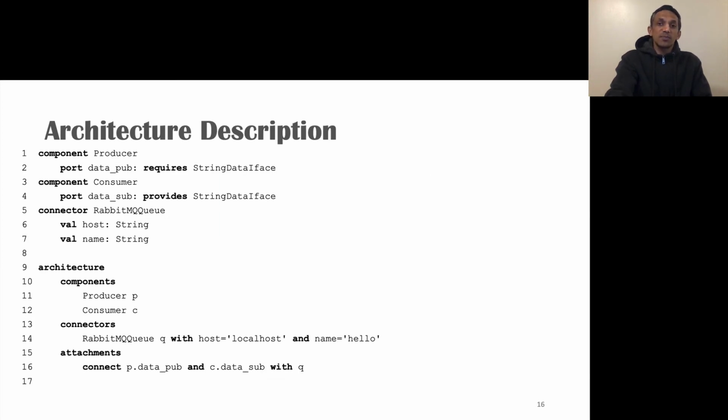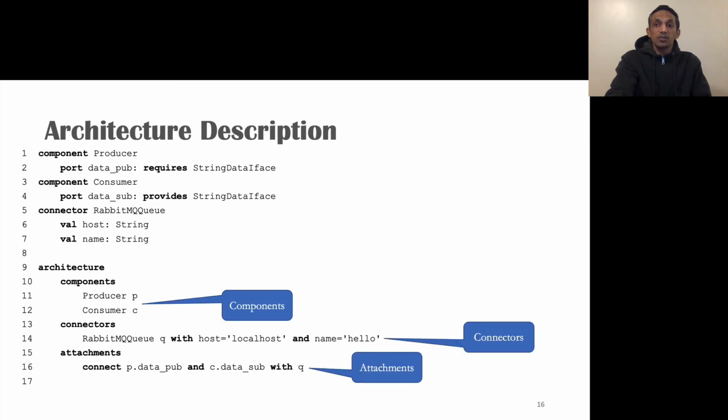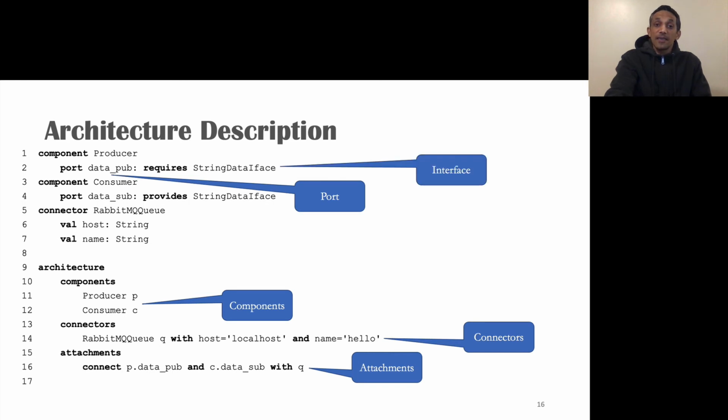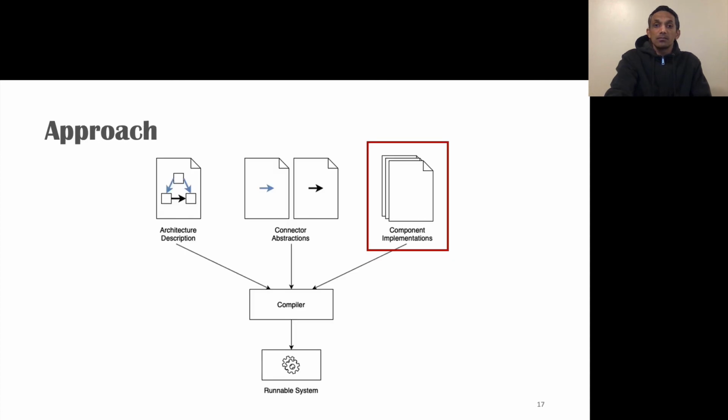The architecture is specified using components, connectors, and attachments like in most ADLs. Here you have two components, producer and consumer, and one connector, RabbitMQ. Components have ports which have an associated interface. Connectors have attributes which are properties like hostname and queuename which must be configured to set up interactions between components.